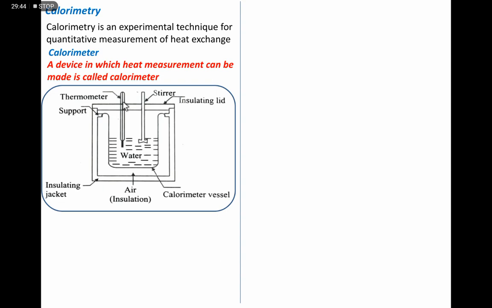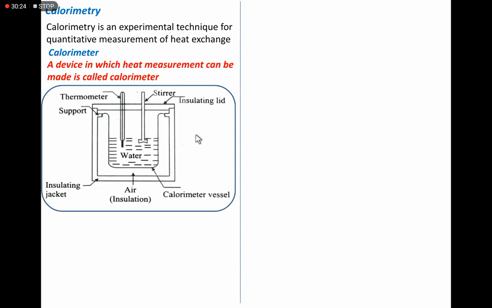In one hole a thermometer is inserted and in another hole the stirrer is used. Okay, there is a gap between the cylindrical pot and the wooden jacket. This gap is filled with heat insulator. Okay, either air, wool or sawdust is used. So this is the basic diagram of a calorimeter.